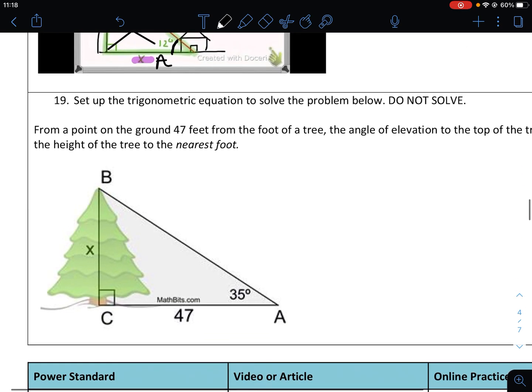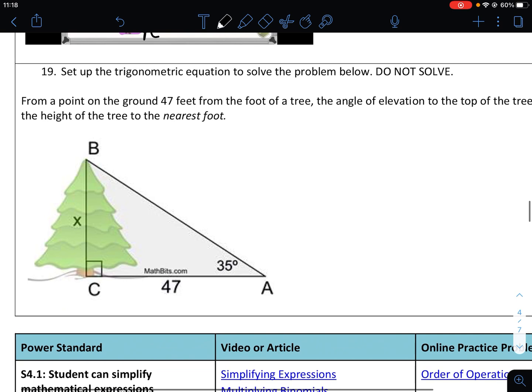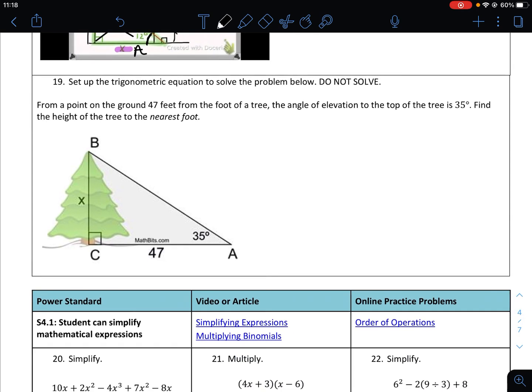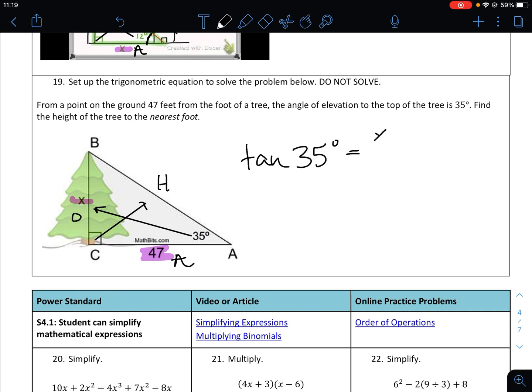We'll do the same thing here for number 19. From a point on the ground 47 feet from the foot of a tree, the angle of elevation to the top of the tree is 35 degrees. Find the height of the tree to the nearest foot. Let's do some labeling here: hypotenuse, opposite, and adjacent. Again, we're going to use tangent. We've got an opposite and an adjacent. So tangent of 35 degrees equals opposite x over adjacent 47. This time we're solving for the height of the tree.